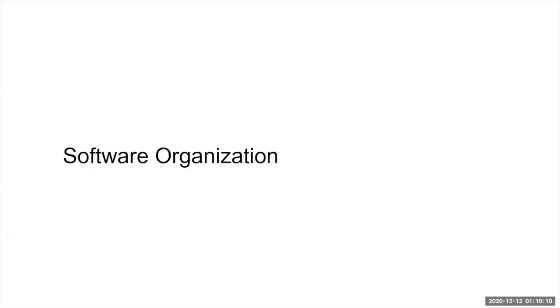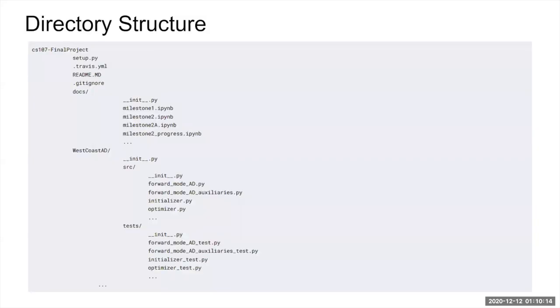My name is Erik Adams, and I'm going to go over the software organization for the WestCoast AD package. This is our directory structure. It's the standard one we got from the Python docs for packages. We do not have a requirements.txt file because we have all dependencies in our setup.py. So for both of our installations, GitHub and pip install, they will use the setup.py to load the dependencies.